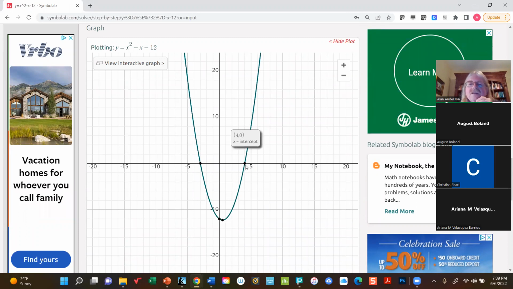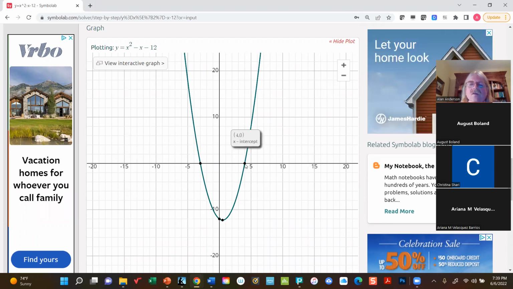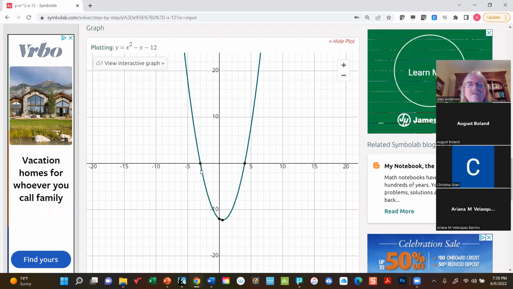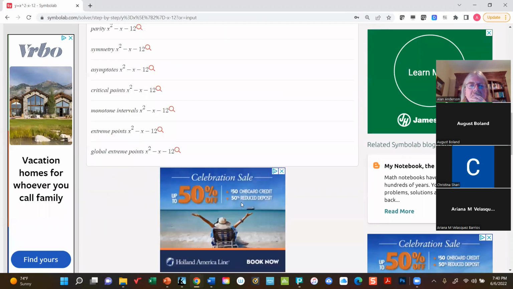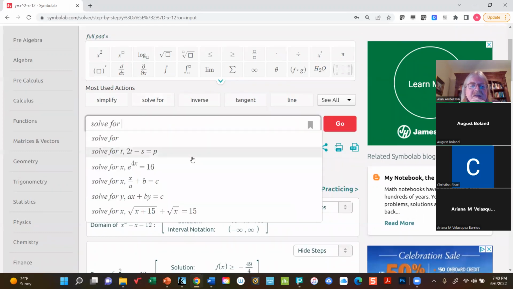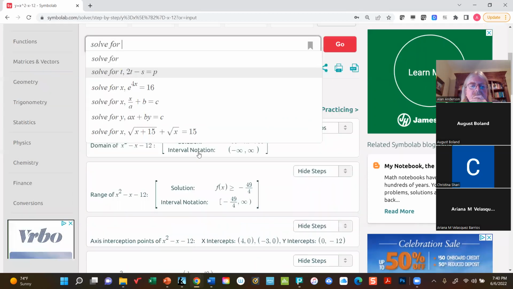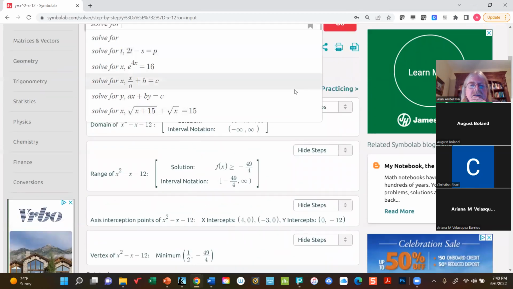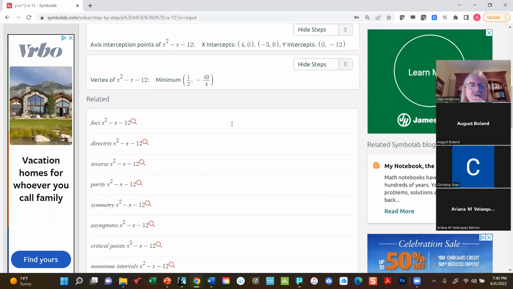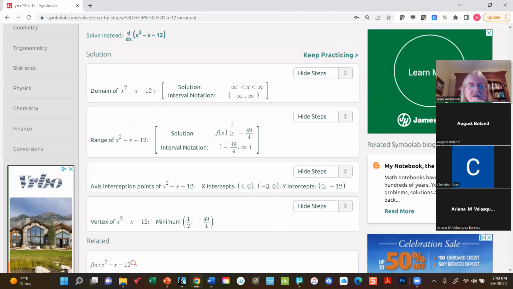And look what I can do here. I can hover over the points where it crosses the horizontal axis. These are my solutions. And I can find other things too. But also, I can say, oh, please solve for me. Oh, I don't think that worked out so well.